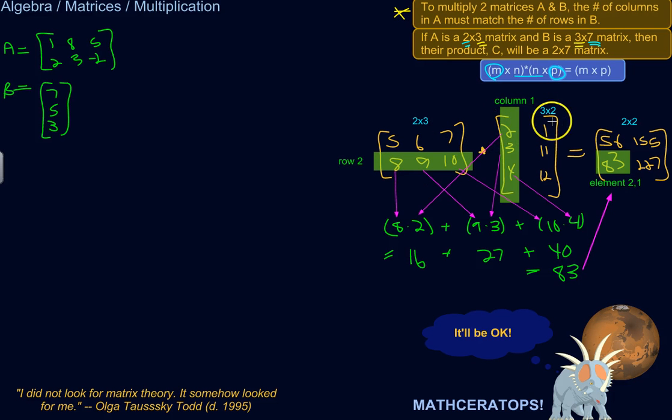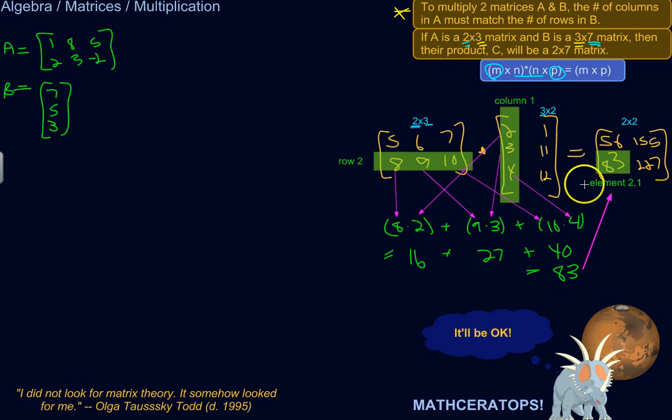This matrix is a 3 by 2 matrix. It's got 3 rows and 2 columns. So the number of columns of the first matches the number of rows of the second. The dimensions of the new matrix will be 2 by 2, so 2 rows by 2 columns. Okay, here's where it gets slightly complicated, but not too bad. To get the values of the new matrix, you multiply the rows of the first matrix by the columns of the second matrix.